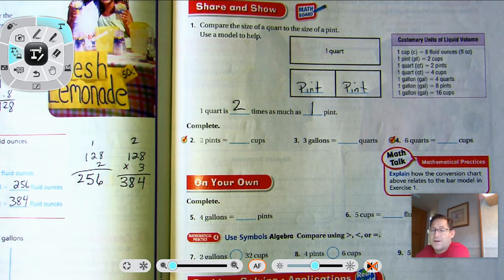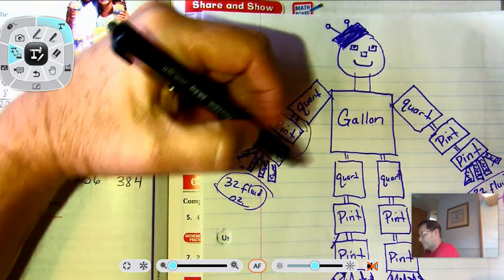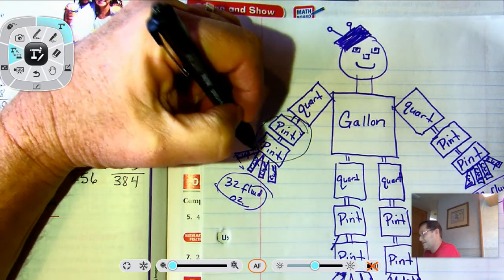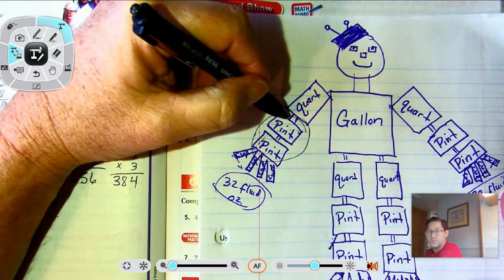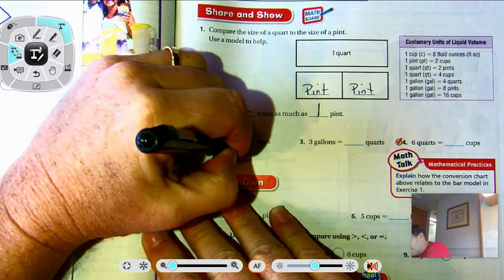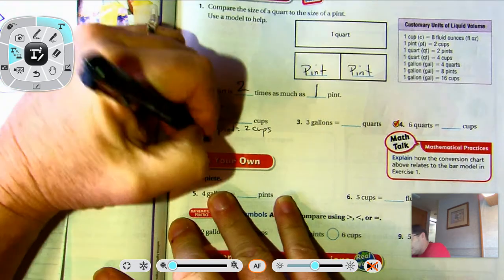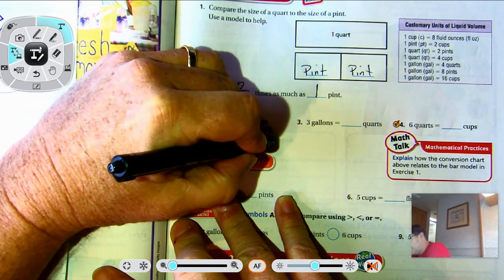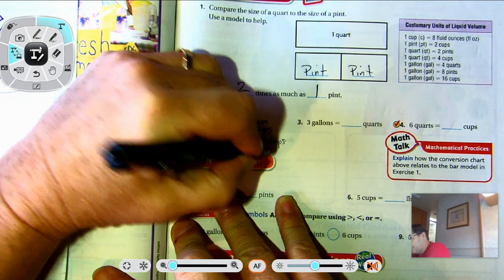How many cups are in a pint? There are 2 cups in a pint. Remember, we have 2 pints, and there's 2 cups in every pint. That's why we have 4, because there's 2 pints. Okay, so 1 pint equals 2 cups. So 2 pints equals 2 times 2 cups. So 2 pints equals 4 cups.